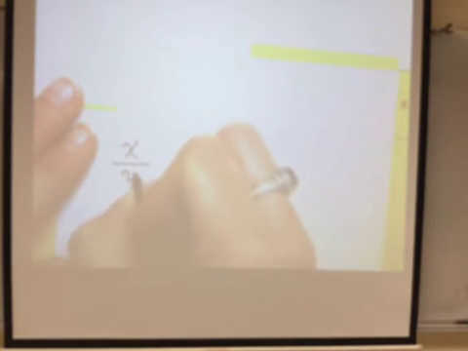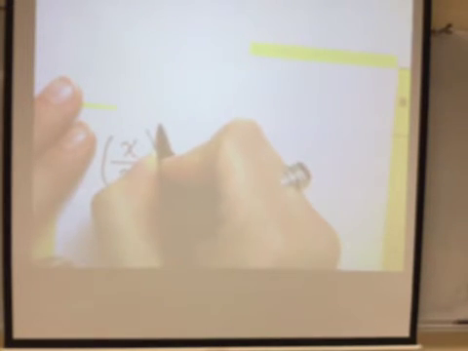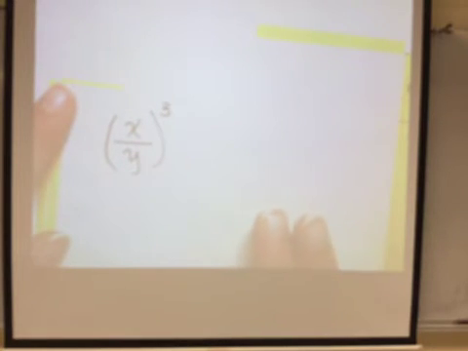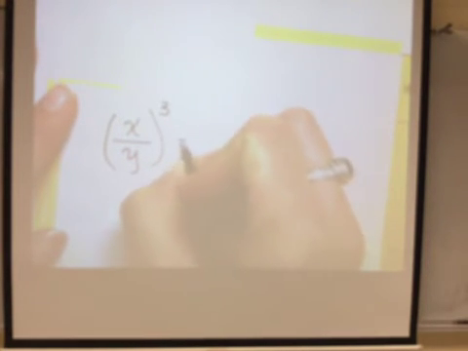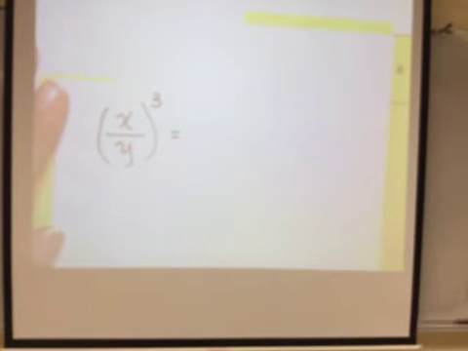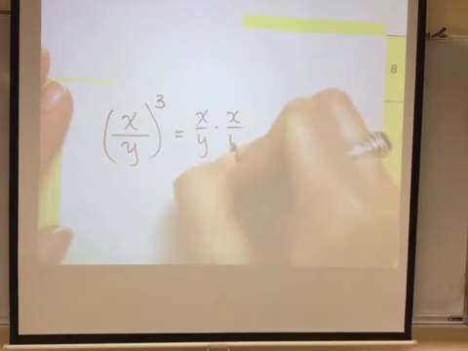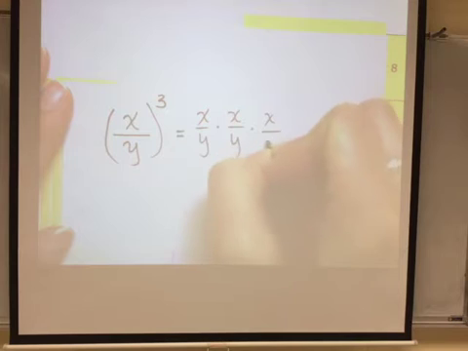I'm going to say x over y cubed. This is going to be my pre-example. Well, if I'm saying something's cubed, I'm saying I'm multiplying that thing times itself 3 times, right? So this means x over y times x over y times x over y.